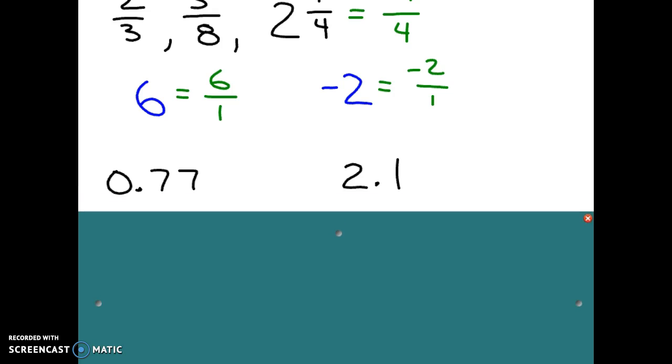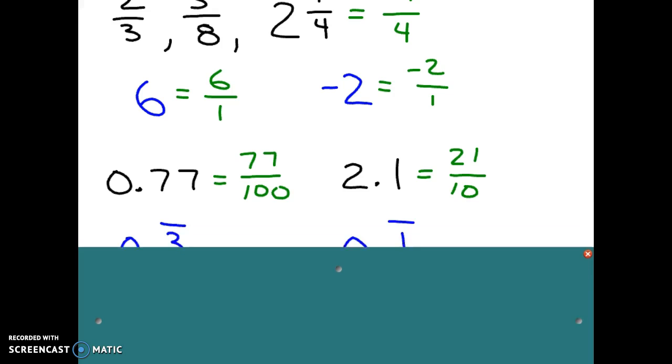We also have decimals we can work on. As long as the decimal ends, we can rewrite it as a fraction. 0.77 could be written as 77/100. So hence, decimals that end can be a rational number. 2.1 could be rewritten as 21/10. It too would be a rational number.